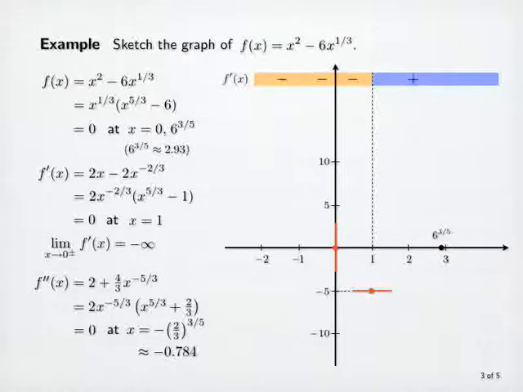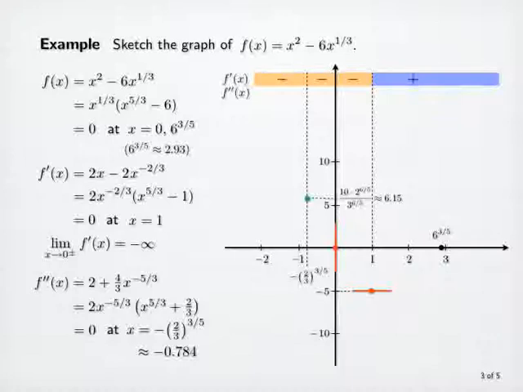Notice that the factor 2x to the minus 5/3 power is negative when x is negative and positive when x is positive, and the factor x to the 5/3 power plus 2/3 changes sign at minus 2/3 to the 3/5 power, where the value turns out to be 10 times 2/3 to the 6/5 power, or roughly 6.15. So let's plot that point. And now let's think about the sign of f double prime.